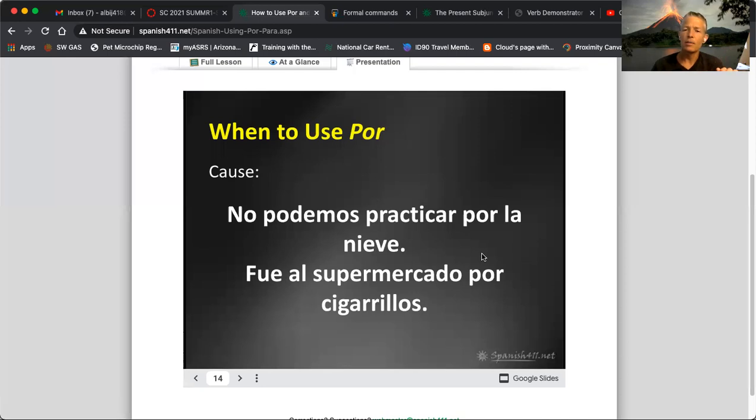If you say fue al supermercado para comprar cigarrillos, he went to the supermarket in order to buy, then you could use para, but that would be followed by a verb. Fue al supermercado por cigarrillos. He went to the supermarket because of needing cigarettes.